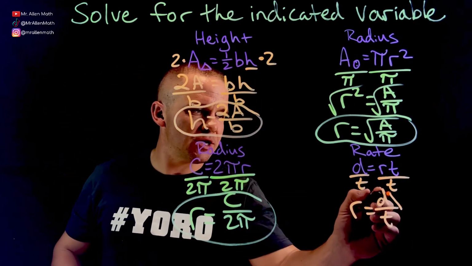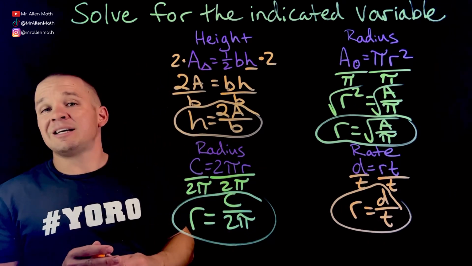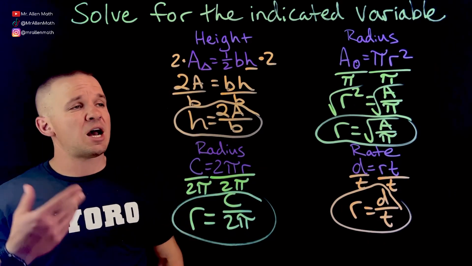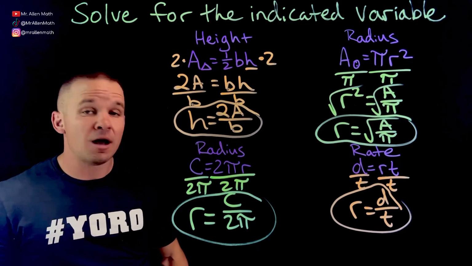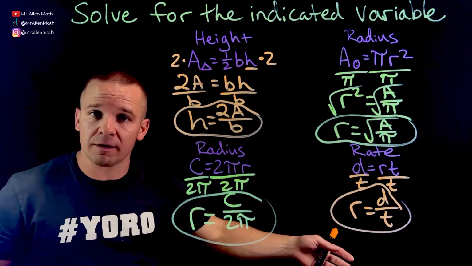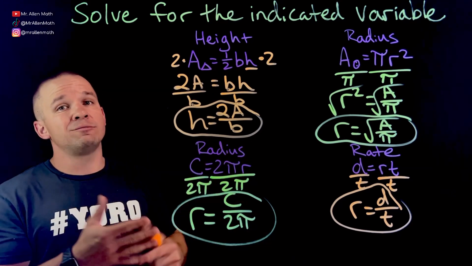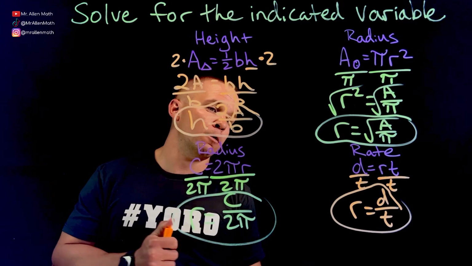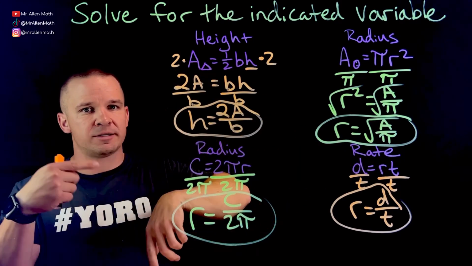Let's talk about this one a little bit. If I had a distance and the time it took me to get somewhere, say I had to travel 300 miles and it took me 5 hours, I could figure out how fast I was going. I could take 300 divided by 5, an average rate of 60 miles an hour. It's a cool little thing: you can figure out the speed you're going based on distance and time.